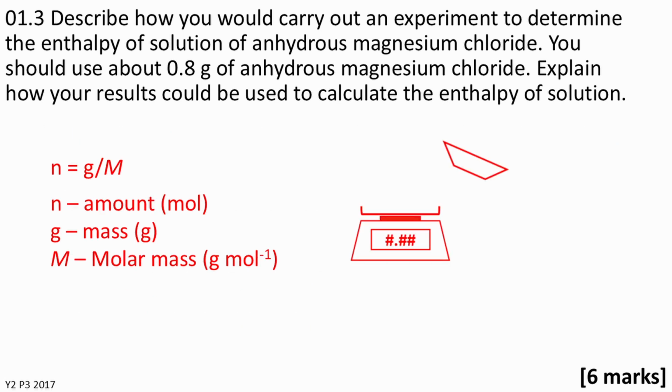We are told in the question that the experiment involves anhydrous magnesium chloride. Since we have to work out the enthalpy of solution, we can assume that the magnesium chloride must start off as a solid. We could use a weighing boat and a two-place digital balance to work out the amount of magnesium chloride using number of moles is equal to mass divided by molar mass.